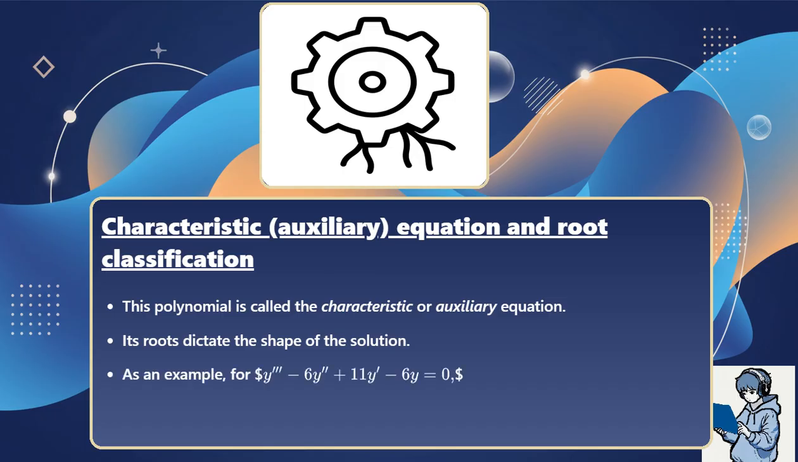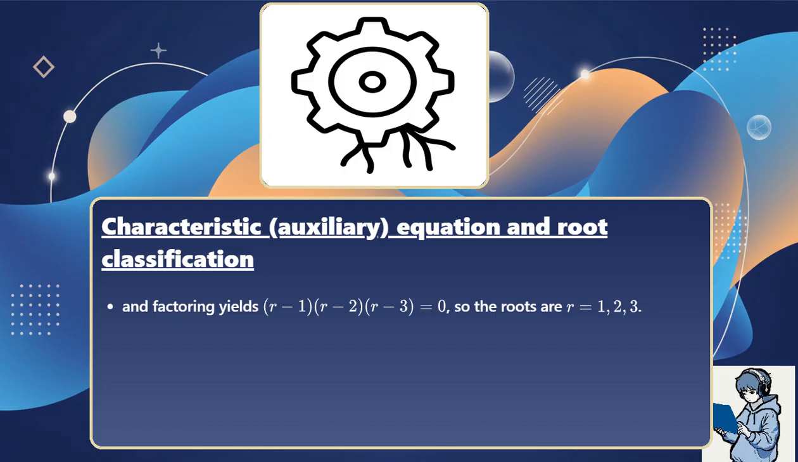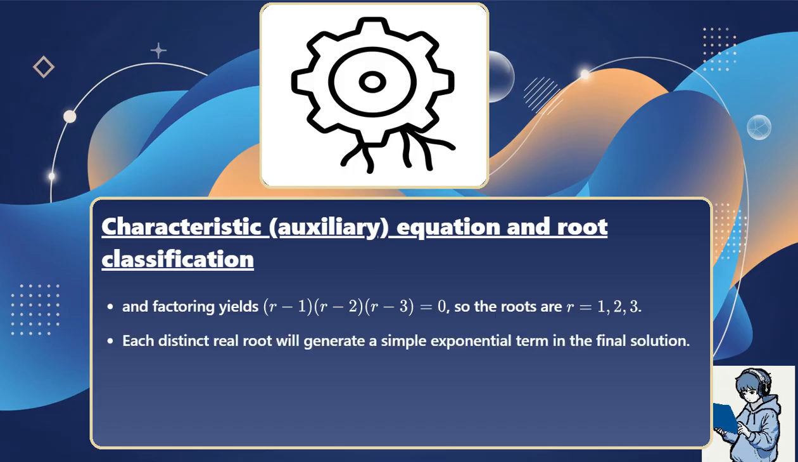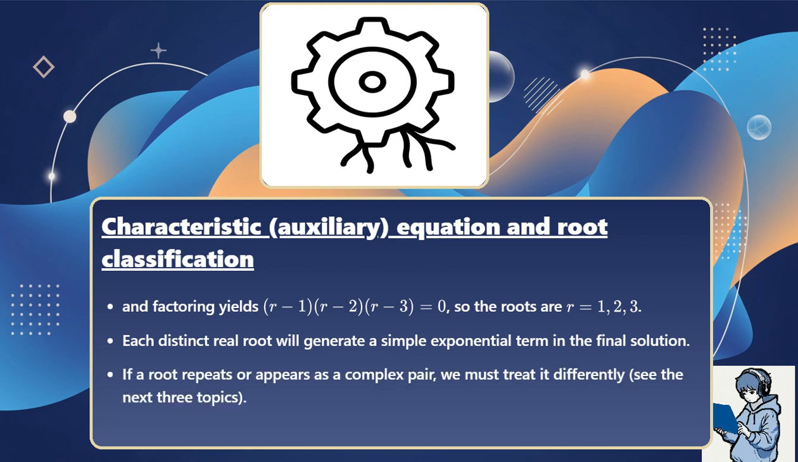As an example, for y''' minus 6y'' plus 11y' minus 6y equals 0, the characteristic equation is r cubed minus 6r squared plus 11r minus 6 equals 0, and factoring yields (r minus 1)(r minus 2)(r minus 3) equals 0. So the roots are r equals 1, 2, 3. Each distinct real root will generate a simple exponential term in the final solution. If a root repeats or appears as a complex pair, we must treat it differently. See the next three topics.